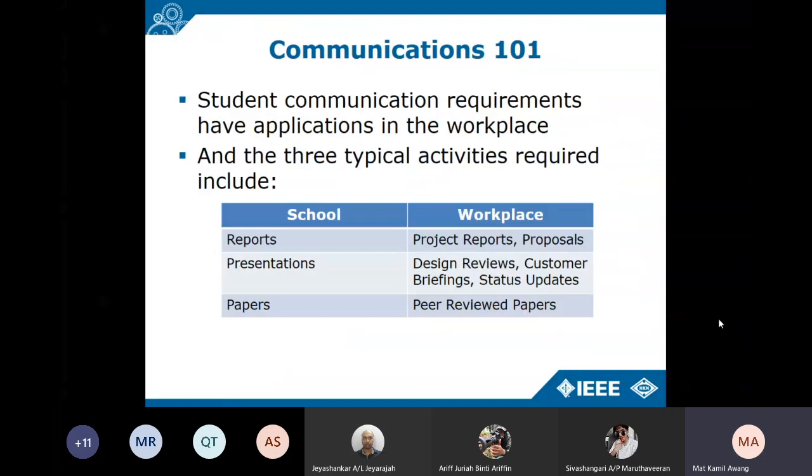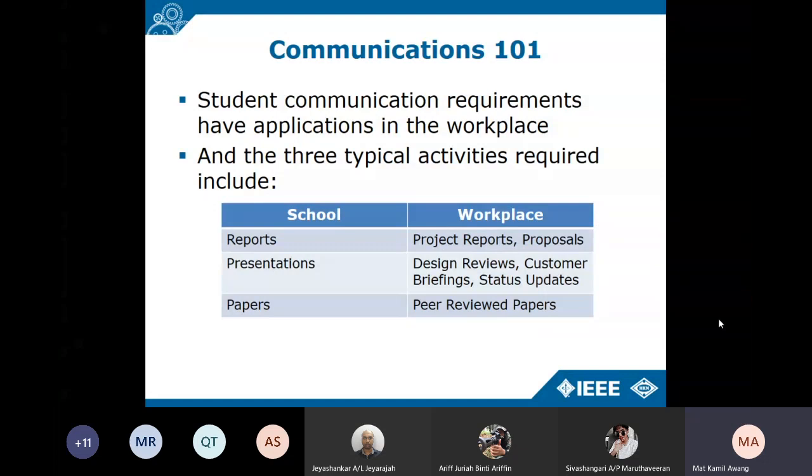So as students, normally in school you have three communication methods. That is, you need to write reports. This is what you do during, for example, your lab reports. When you do your labs, you need to write reports to present your findings. Second is the presentations. For example, you need to present your final year project to the panel. Third is the papers, journal papers, or most probably your thesis, which is to be reviewed by a supervisor.